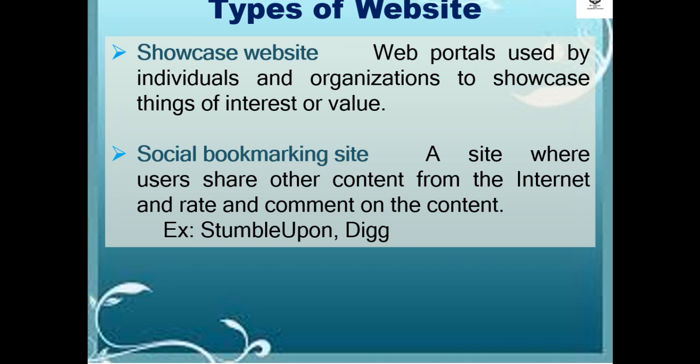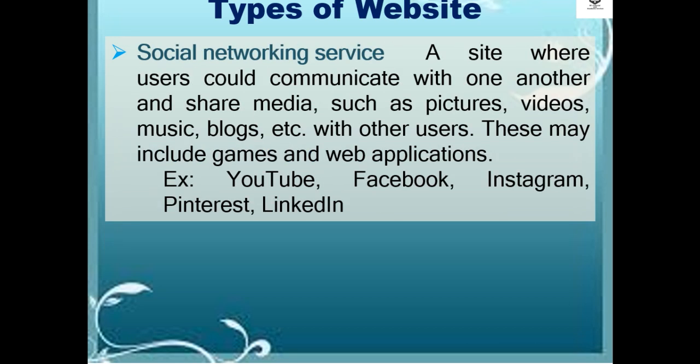Then the social bookmarking site, a site where users share other content from the internet and rate and comment on the content. For example, StumbleUpon and Digg. Another type of website is the social networking service, a site where users could communicate with one another and share media such as pictures, videos, music, blogs, etc. with other users. This may include games and web applications like YouTube, Facebook, Instagram, Pinterest, and LinkedIn.